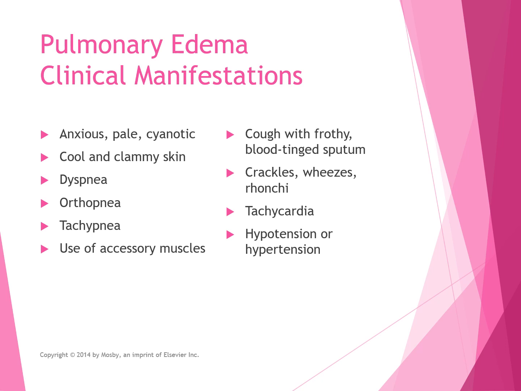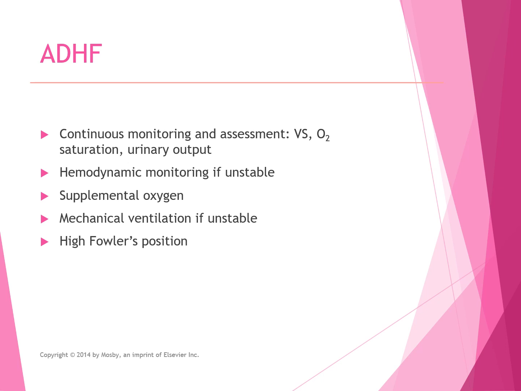And depending on the patient's ability to compensate, they can either be hypotensive or hypertensive, and they would be hypertensive from that sympathetic nervous system stimulation, especially that might happen initially. So continuous monitoring for these patients will be done in an ICU or a telemetry setting. Hemodynamic monitoring might be needed if they're unstable, especially an A-line, which would give us continuous blood pressure readings.